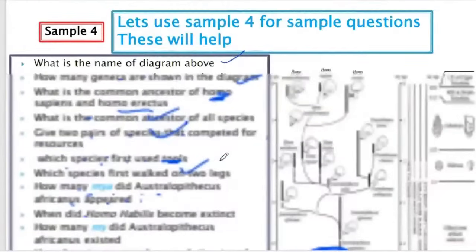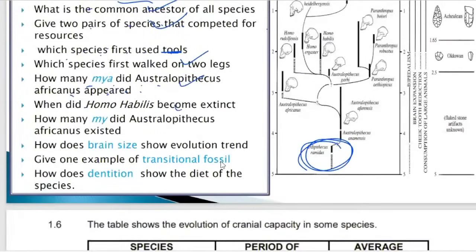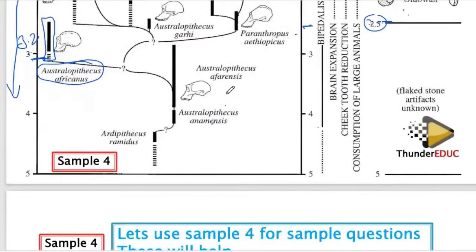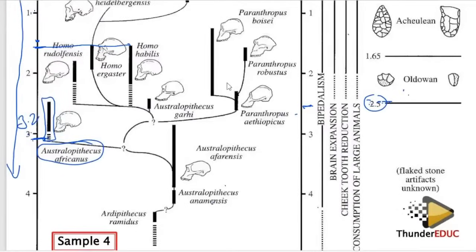Then they're saying, how many million years did Australopithecus africanus exist? Here we don't say million years ago. You just tell us how many million years, because it's like asking you how old are you and you're telling me 20 years ago. No. Australopithecus africanus is here. So now I have to see where it started, maybe 3.2, and where it ended, maybe 2.5. So I'll say 3.2 minus 2.5, maybe it's going to become 0.7 million years. Not million years ago, because they're talking about how long it existed.